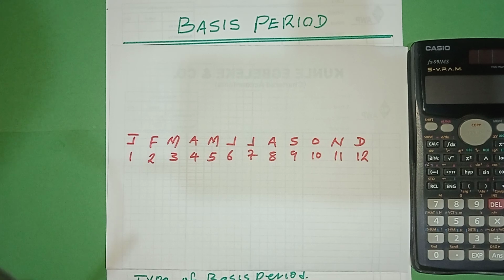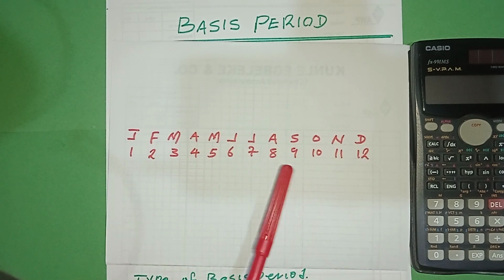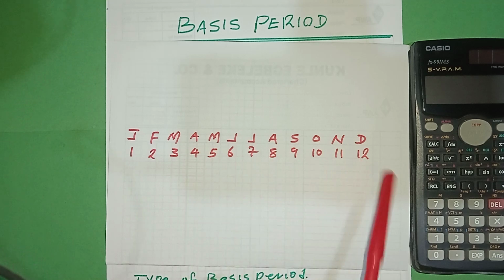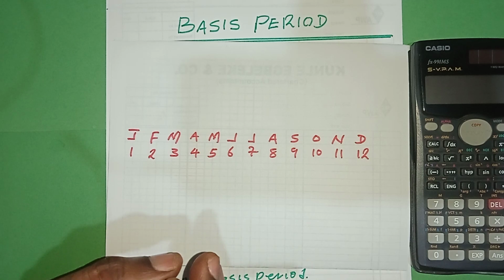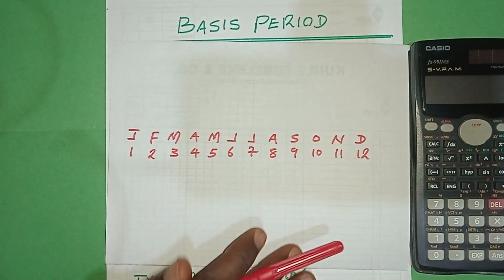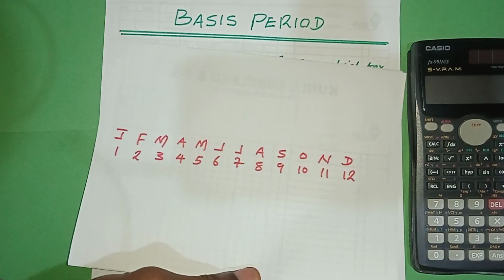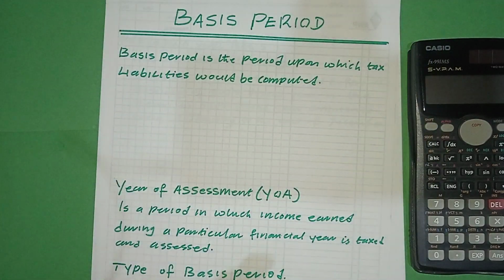Please, don't underrate this. This is January, February, March, April, May, June, July, August, September, October to December. 1 to 3 to 12. In a year, we have what? 12 months. In a year, we have 12 months. And we are going to use this in the teaching. Please, don't underrate this. Once you know this, it will give you an edge to know more in basis period. Stay tuned as we continue.